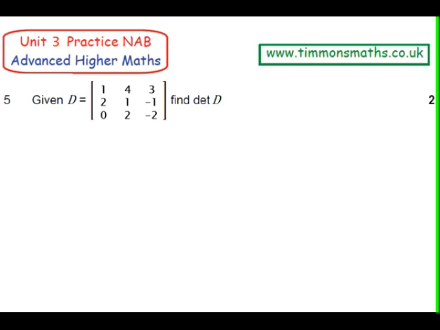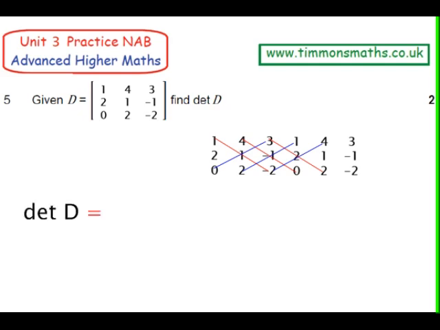We're asked to find the determinant of this matrix D. So we write down the matrix and then another copy of it. We'll draw 3 diagonals coming down the way, 3 diagonals coming up. We're going to find the product of the 3 down diagonals and take away the product of the 3 up diagonals, and that will give us the determinant of the matrix D, det D.